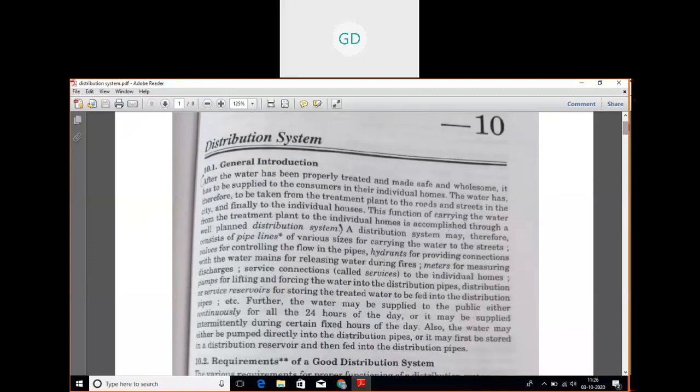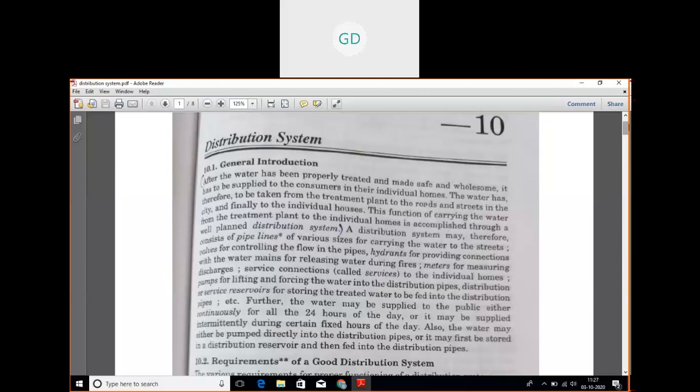So what comes under this is that after the water has been treated, after you have removed everything, the water is completely purified and made safe. Now the water needs to be supplied to the consumers, isn't it? Obviously it needs to be supplied to the consumers, and you need to have that water in your homes. So how is it done? It is done through a distribution system. What a distribution system does is take the water from the treatment plant and supply it to your individual houses.